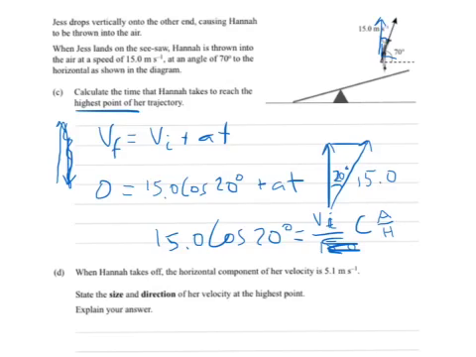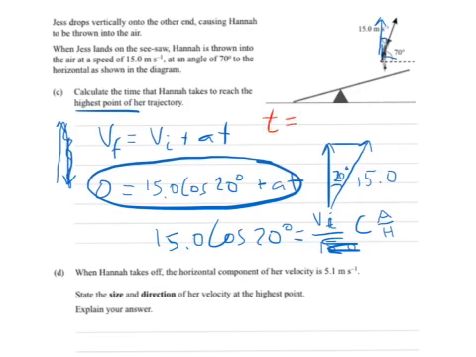A is the acceleration downwards, so it's going to be a minus. I don't know if that's going to matter actually on this, but minus 9.8 meters per second squared. And when we rearrange this, we're going to end up with T equals 15.0 cos 20 degrees divided by 9.8, and that's going to give you a time of, I don't know, but you can calculate that yourself.